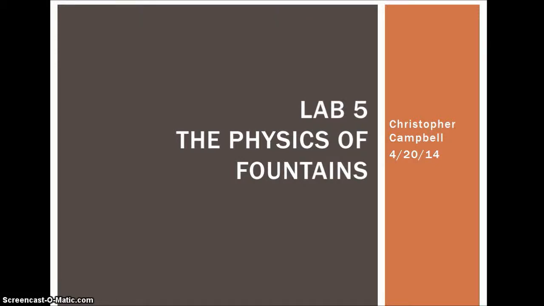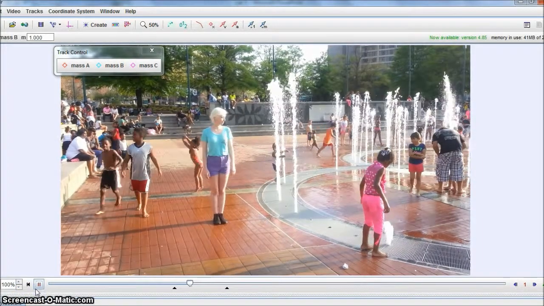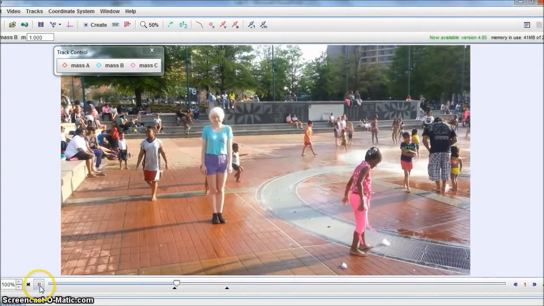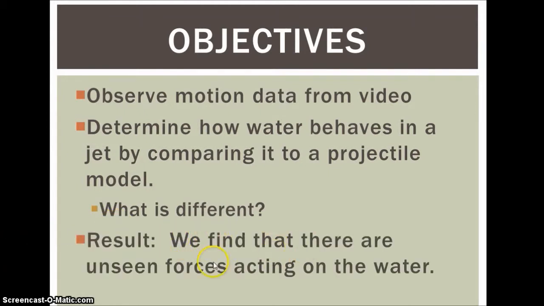This is Lab 5, the physics of fountains. In this lab we will compare the motion of a projectile with the motion of a jet of water in order to find out more about the mechanics of a fluid in a fountain. We can look at what is different in the motion to see what is different in the underlying processes. We find that there are unseen forces acting on the water while still in the air. In particular, more than gravity is affecting our system.